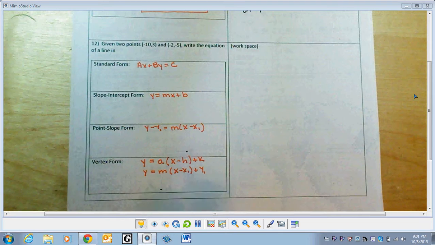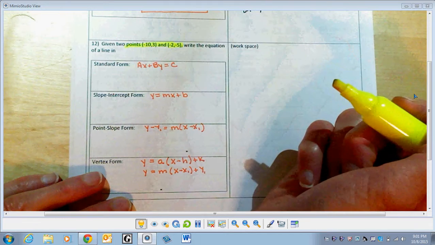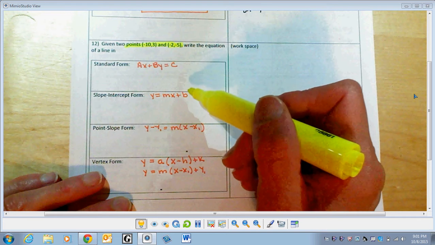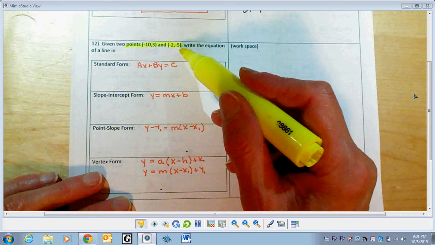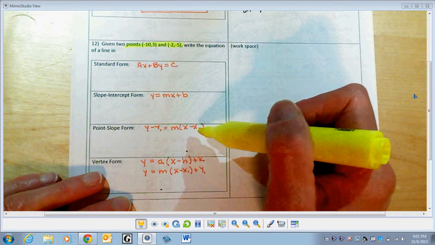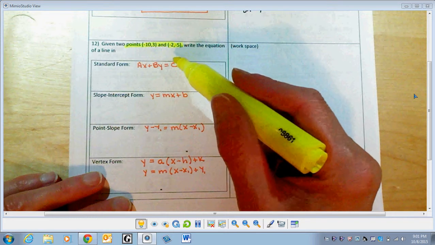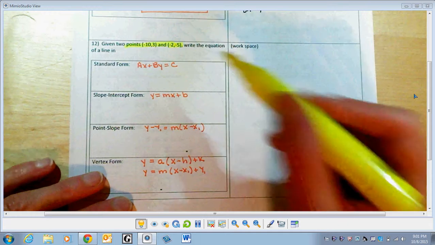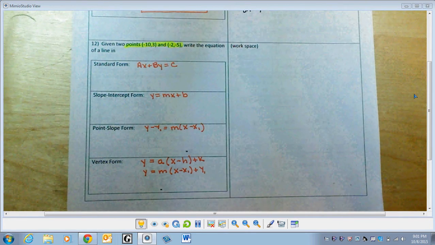Okay, so what are we given? Look at that first. We're given 2 points, and that's it. So remember, standard form isn't very useful. I need to have a slope and a y-intercept. I'm not given either one. Here I need to have a point and a slope. I don't have a slope. Okay? So here I also need a point and a slope. I don't have that.